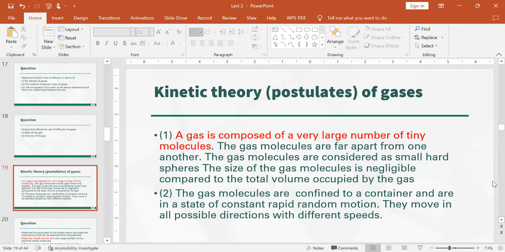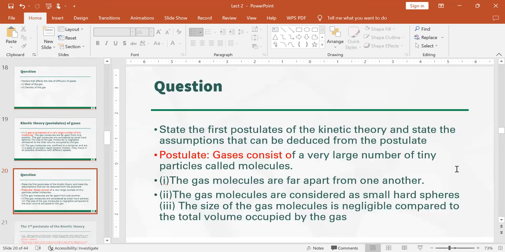The second postulate is that gas molecules are confined to a container in rapid random motion. That means the gas molecules are constantly moving in translational motion. They move in all possible directions with different speeds. The first postulate is that all gas consists of tiny particles, and the molecules are far apart from each other. The size of the gas molecule is very small compared to the volume. They are confined to a container and are in a state of constant, rapid, random motion.